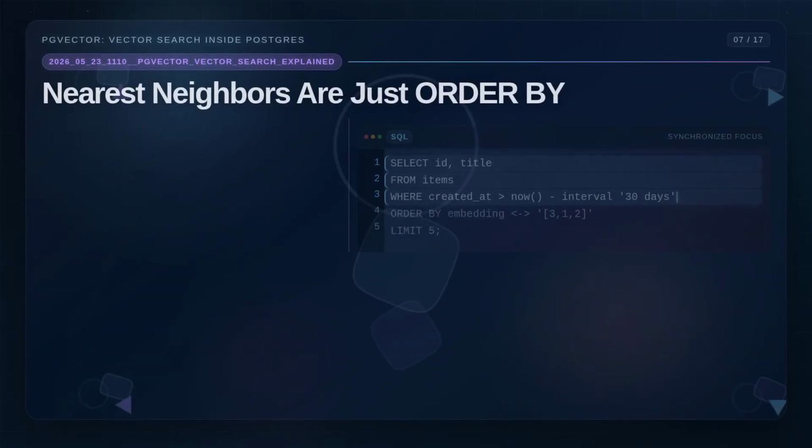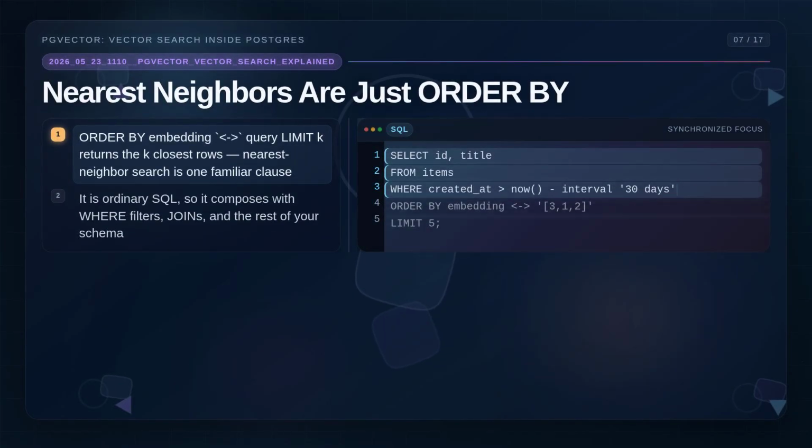Here is the moment where vector search stops feeling exotic. To find the most similar rows, you order by distance and take the top few. That is it. There is no special search function to learn, no separate query language. You write order by the embedding column, a distance operator, and the vector you are searching for. Then limit to however many neighbors you want.